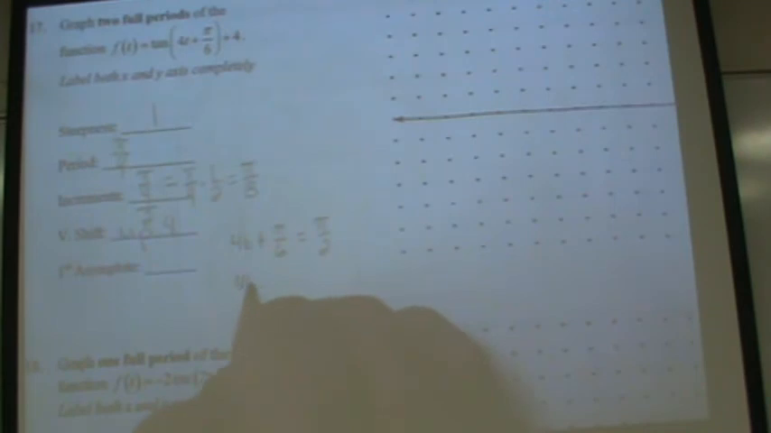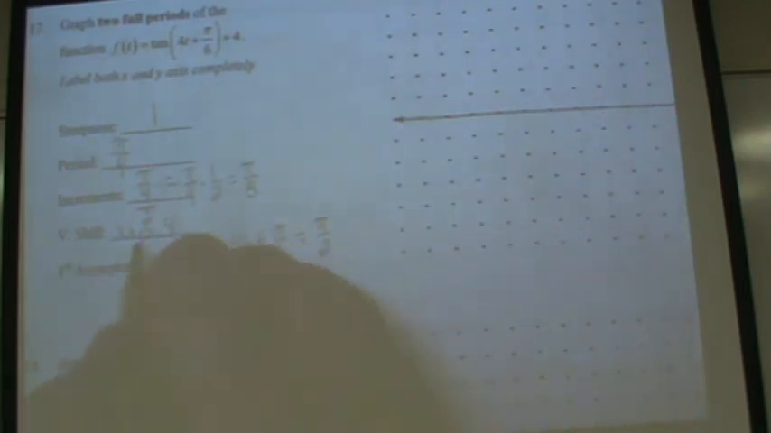So we're going to have 4t equals pi over 2 minus pi over 6. You want to get a common denominator so you can combine those. You're going to get 4t equals 2 pi over 6. And then you're going to want to divide by 4. So you're going to get t equals 2 pi divided by 24, which reduces to pi over 12. So we find that our first asymptote is at pi over 12.